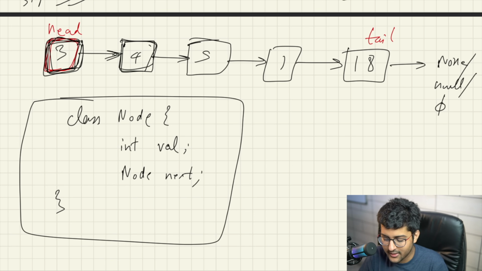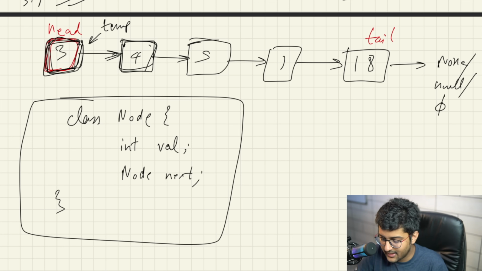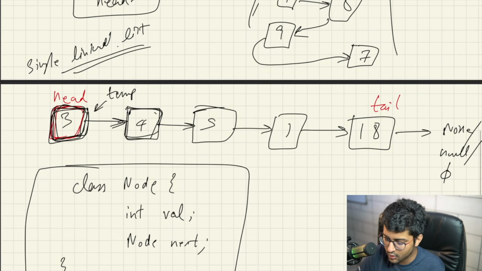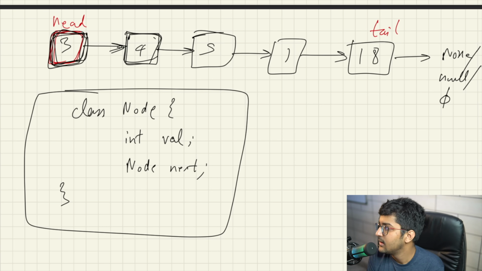Okay, so head is pointing to the first node. So if you want to go, let's say, to the third node, you'll be like, okay, create a temporary node, point it to head, and run the for loop 3 times. If you're going to go to the fourth node, run the for loop 4 times. Okay. Sound good? That's it. So this is very simple. Just a class node. It has two things.